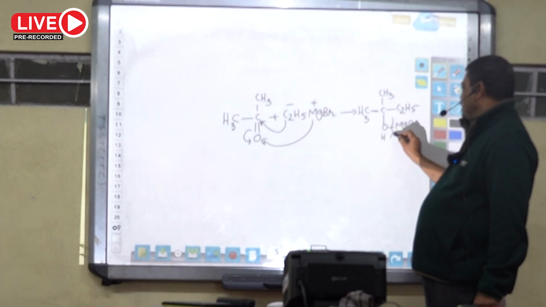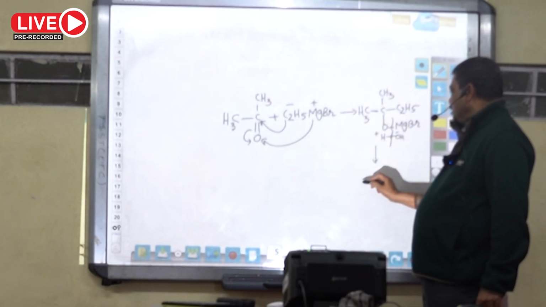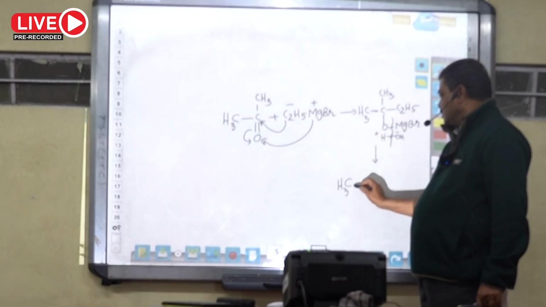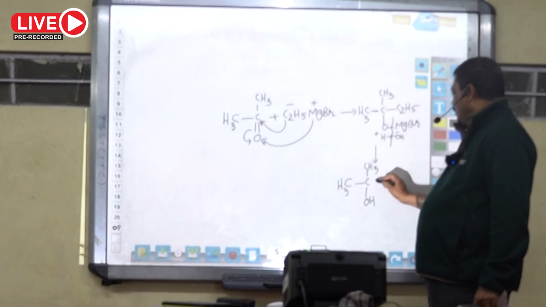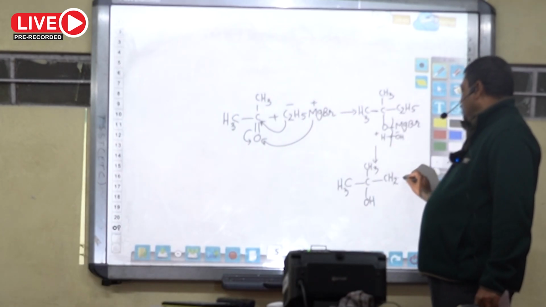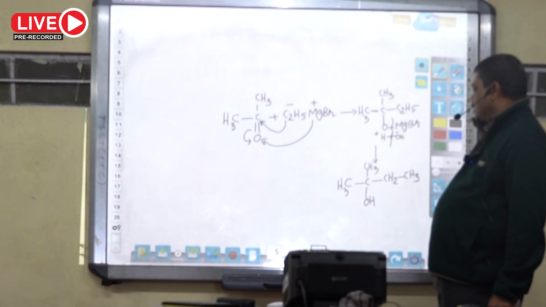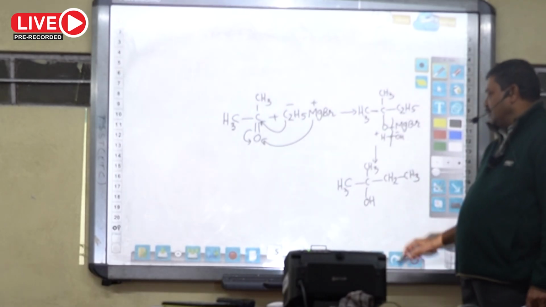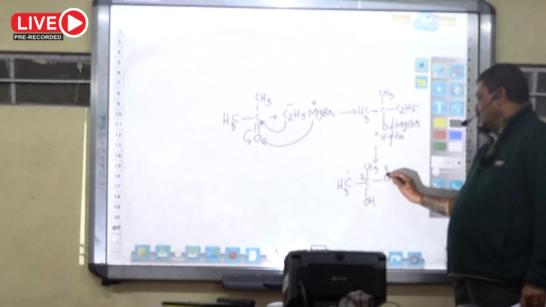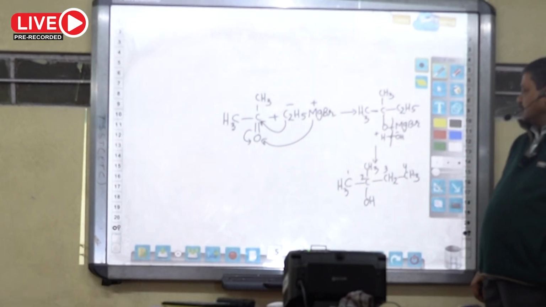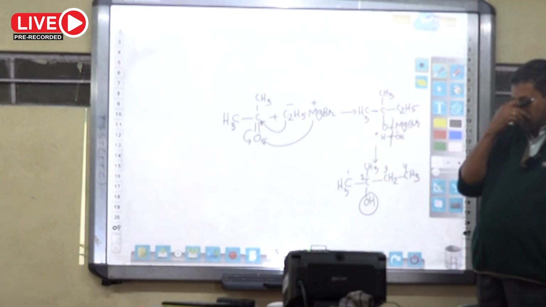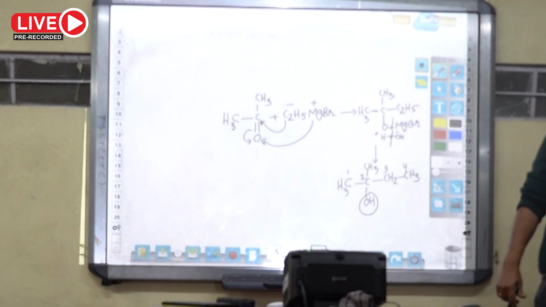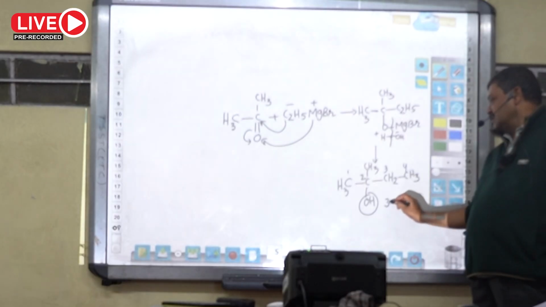So this on hydrolysis, H plus OH minus, gives CH3, C, CH3, OH. This I am expanding, C2H5 into CH2CH3. Then it will be easy for you to name in the IUPAC system. 2-methyl 2-butanol. It is a tertiary alcohol.